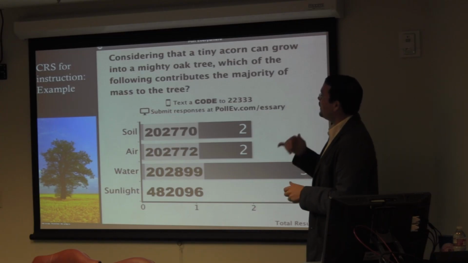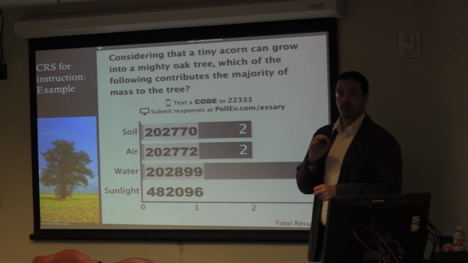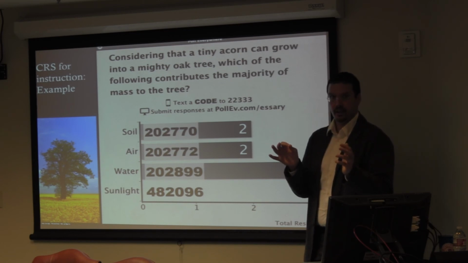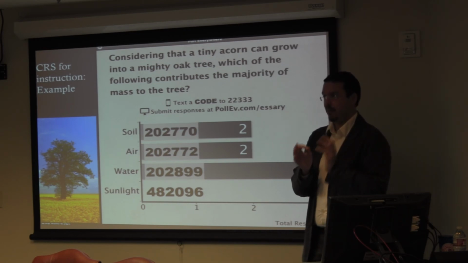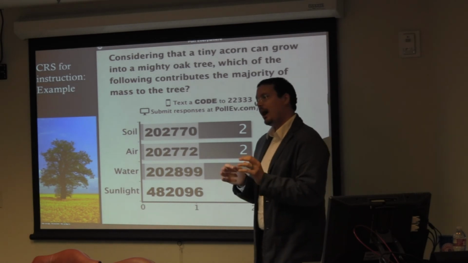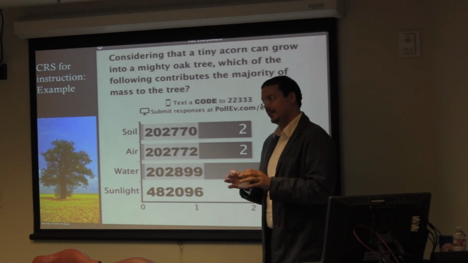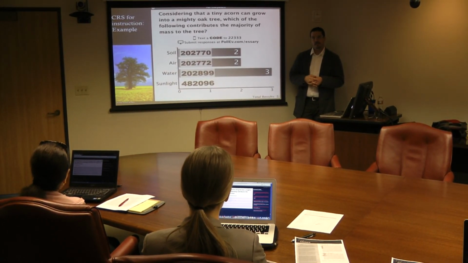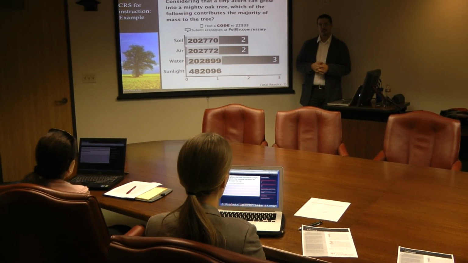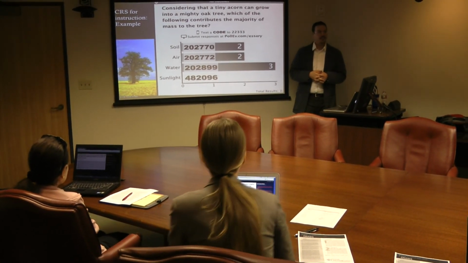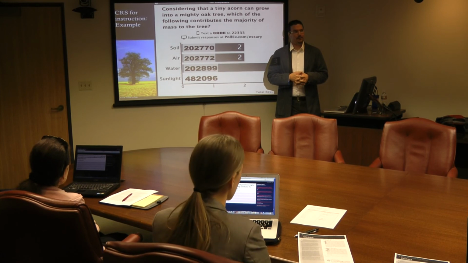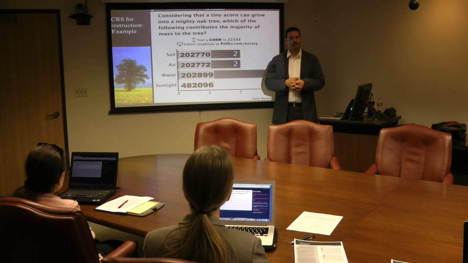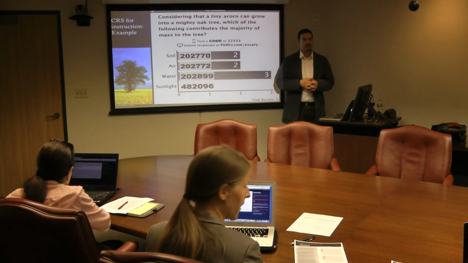Okay, so remember the question is about what contributes the majority of the mass of the tree, right? So it's not what helps the tree grow necessarily, but what contributes the majority of the mass. So Ellie, can you explain to us why air might contribute the majority of the mass to a tree? I'm not sure. Okay, can anyone help Ellie out? I guess it's more space than the water. I don't remember. Yeah, somebody help me out.